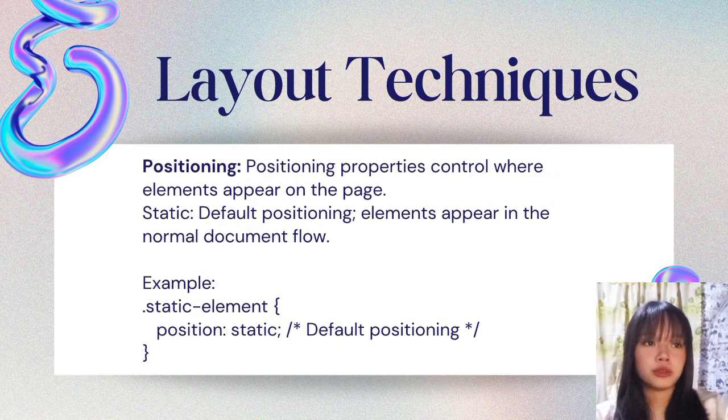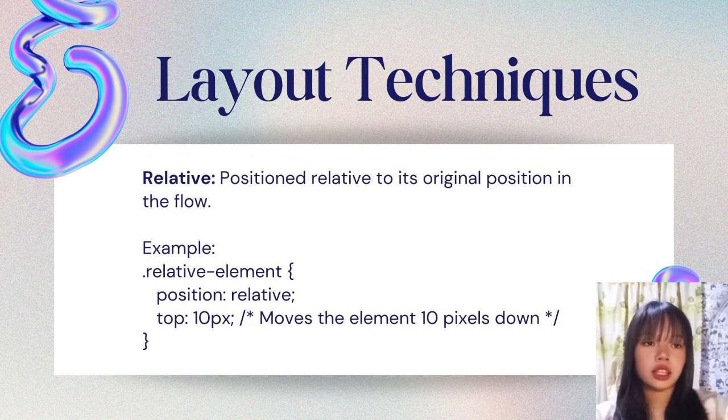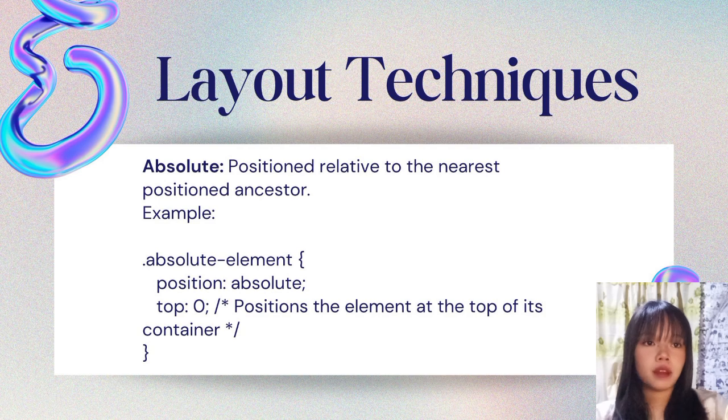So we also have positioning. Positioning properties control where elements appear on the page. Static is the default positioning, where elements appear in the normal document flow. Next is relative, which positions an element relative to its original position in the flow. For example, top 10px moves the element 10 pixels down. So it moves down.